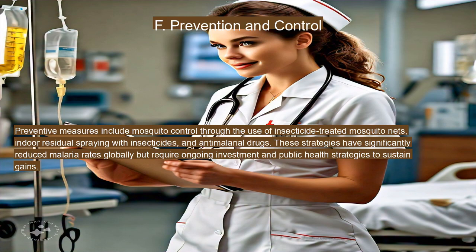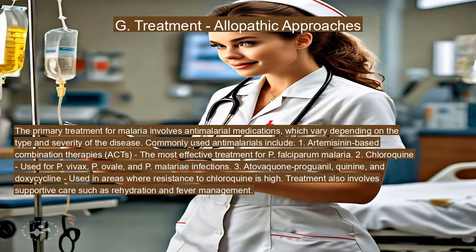F. Prevention and control. Preventive measures include mosquito control through the use of insecticide-treated mosquito nets, indoor residual spraying with insecticides, and anti-malarial drugs. These strategies have significantly reduced malaria rates globally but require ongoing investment and public health strategies to sustain gains.